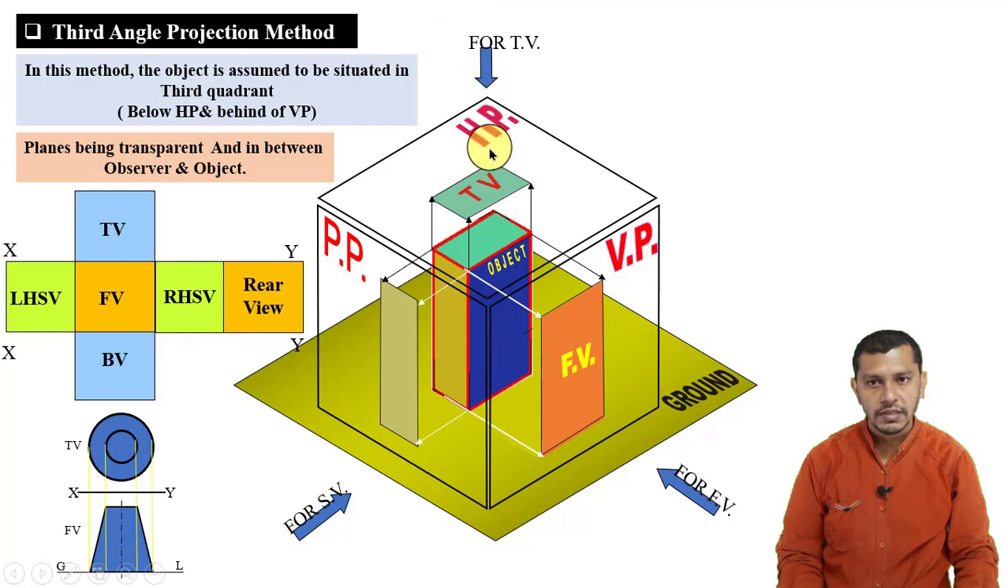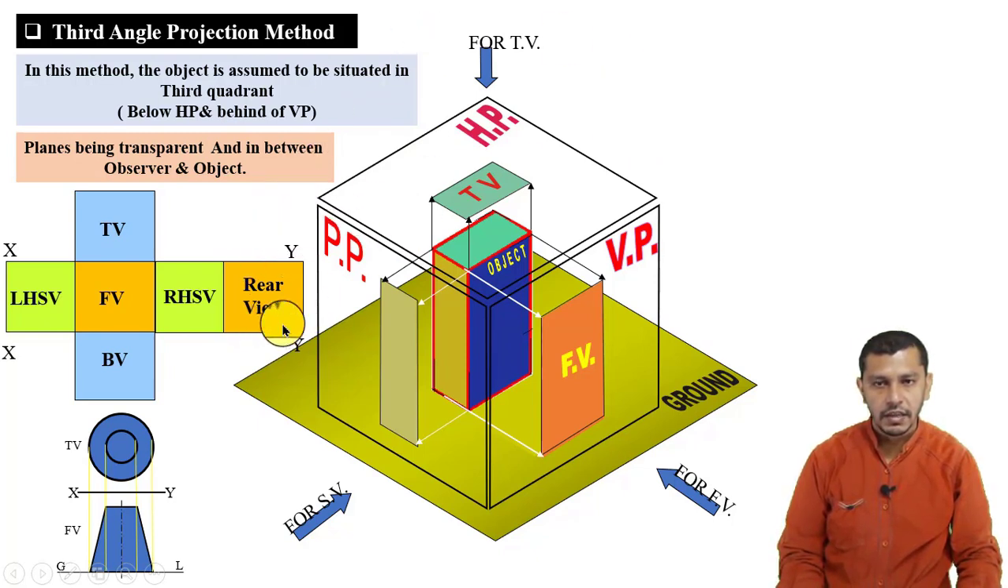For the top view you can see that the plane is in between object and the observer. For the side view you can see that the plane is in between observer and the object. Now after plotting the front view, top view and the side view, we have to rotate the horizontal plane 90 degrees in the clockwise direction and the profile plane 90 degrees in the anti-clockwise direction.